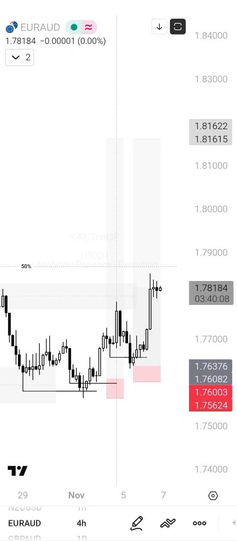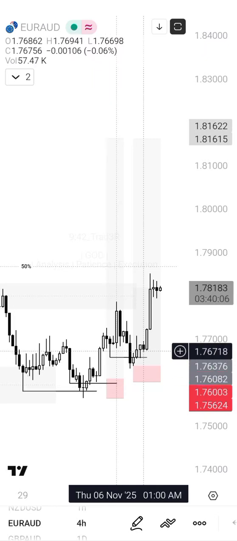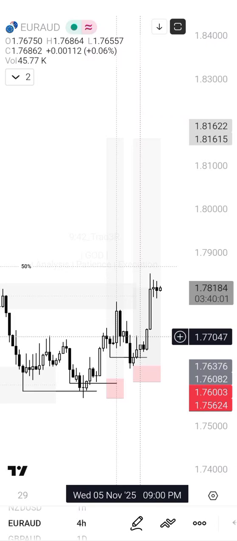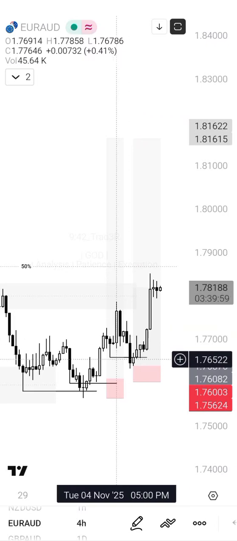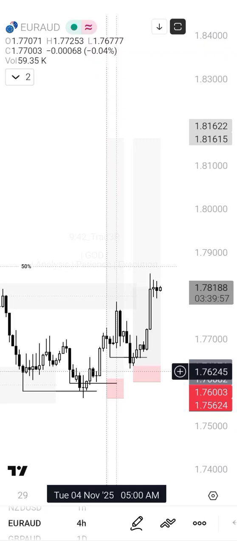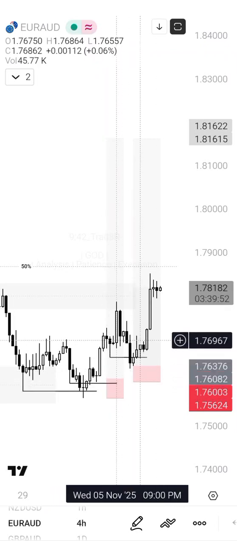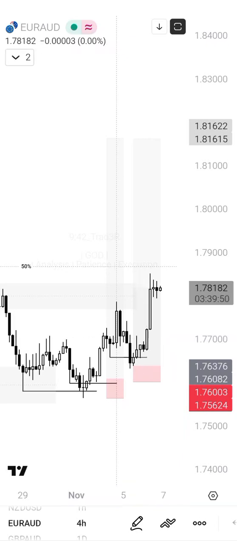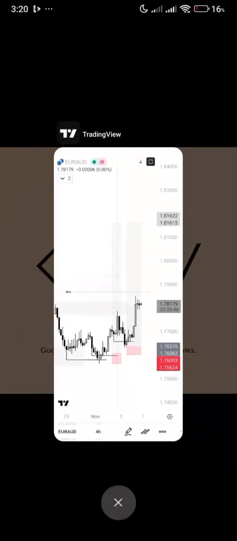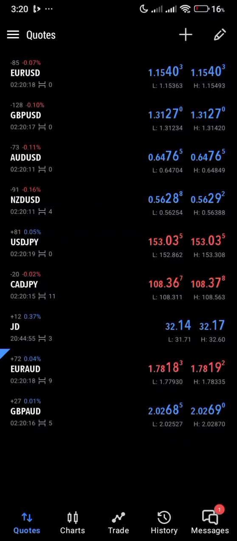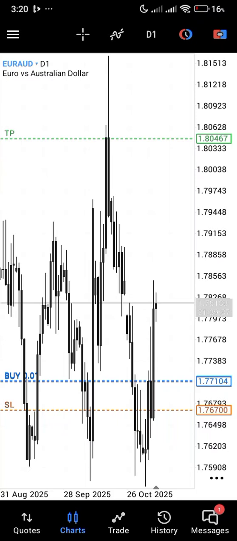And I'm currently on this trade, and my entries were somewhere around here because the limit order I set was not hit. I was expecting price to come down all the way to this low, but it didn't. So I used a market execution to enter somewhere around here. So you can see EUR/AUD and I'm currently in this trade.